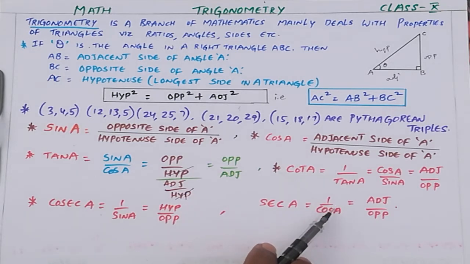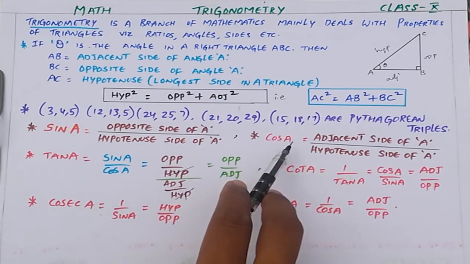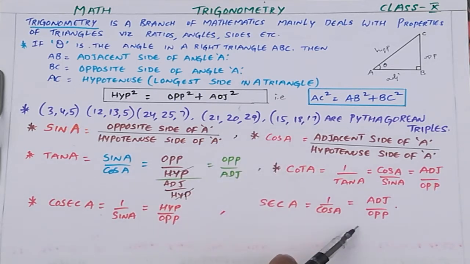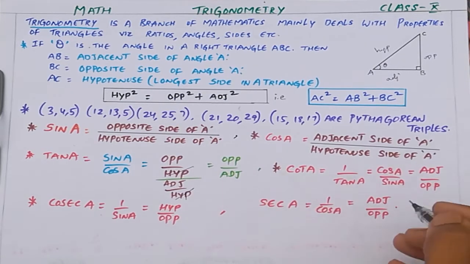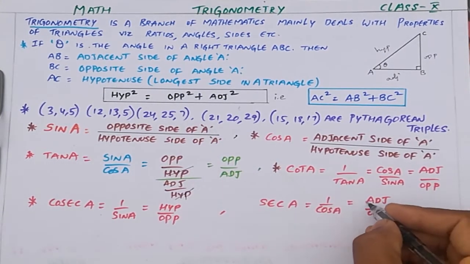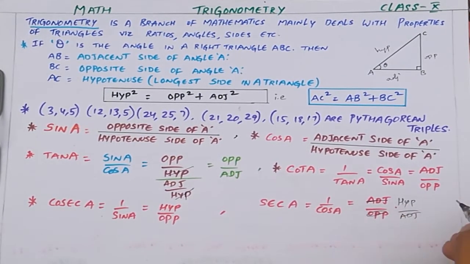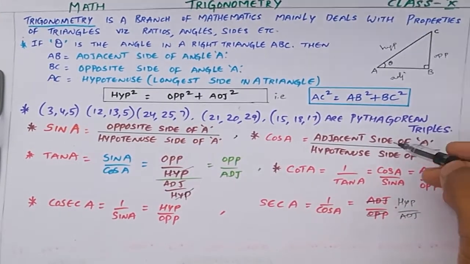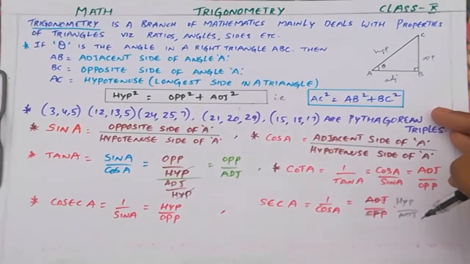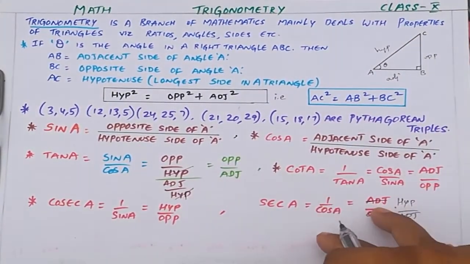Then secant A, 1 by cos. So first 1 by sine is cosec, 1 by cos is secant. That equal to adjacent by hypotenuse will change into hypotenuse by adjacent. So secant is 1 by cos, reciprocal of cos. So adjacent by hypotenuse will become hypotenuse by adjacent. Go through some problems now.